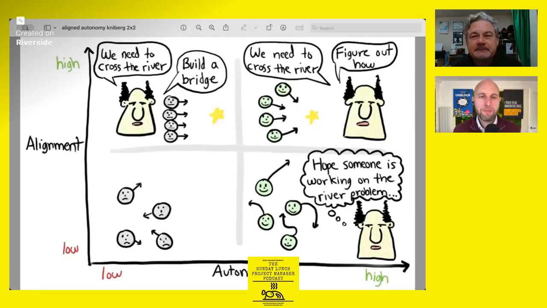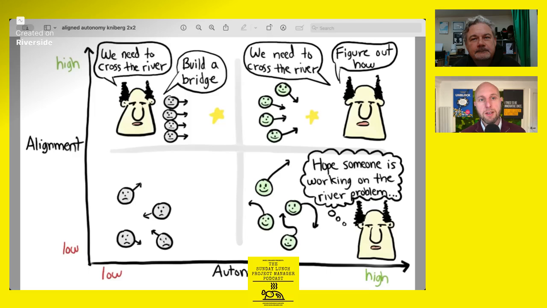So, a 2x2 diagram, as I said, with autonomy and alignment on two axes going from low to high. The situation we talked about earlier, where people are moving in all sorts of directions, is... actually, I'll go to the top left first because it's clearer in this picture. A high alignment but low autonomy situation means there's a boss here, like a pointy-haired boss almost from Dilbert. He tells the engineers, we need to cross the river, you must build a bridge. So they'll go out and build a bridge.